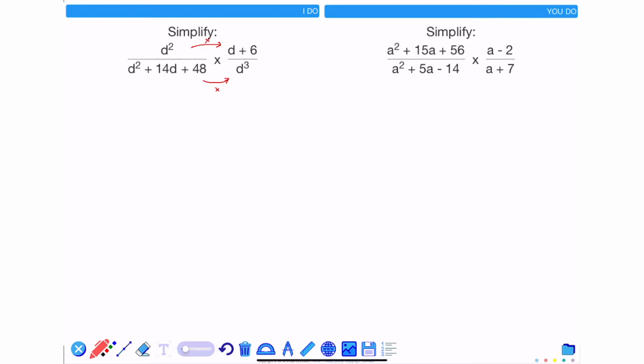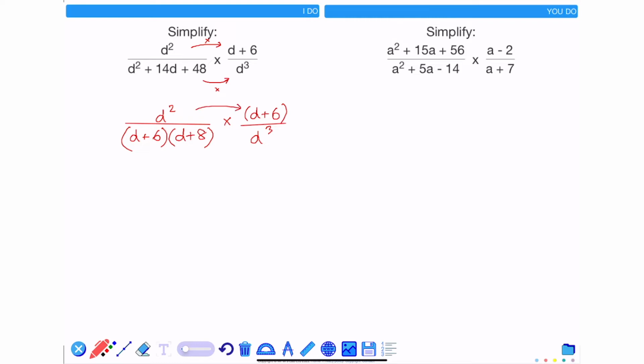So looking at the denominator of the first fraction, this can be factorized. This would give d squared over (d plus 6)(d plus 8). Now we multiply by (d plus 6) over d cubed.